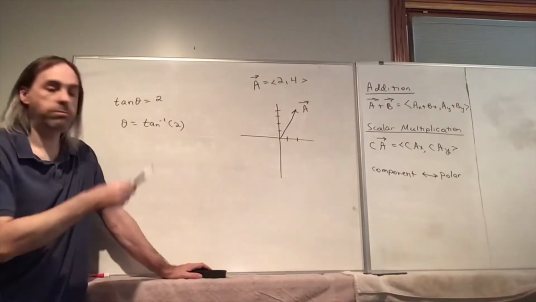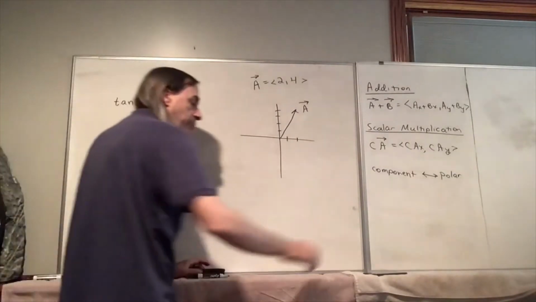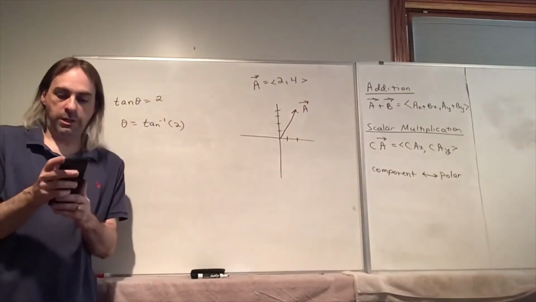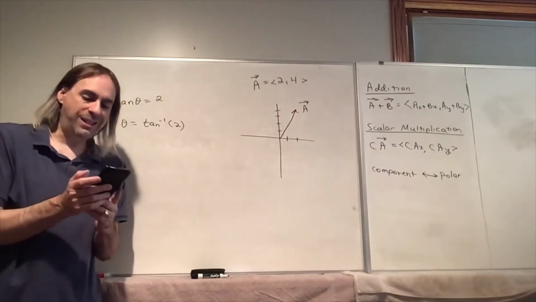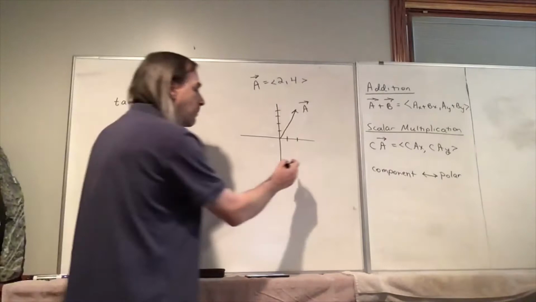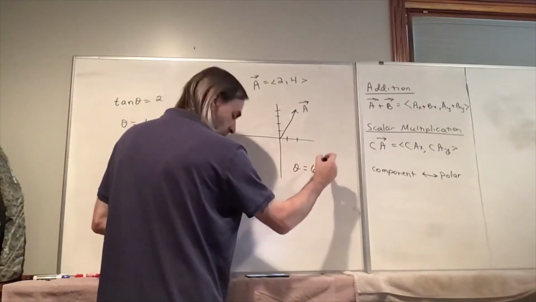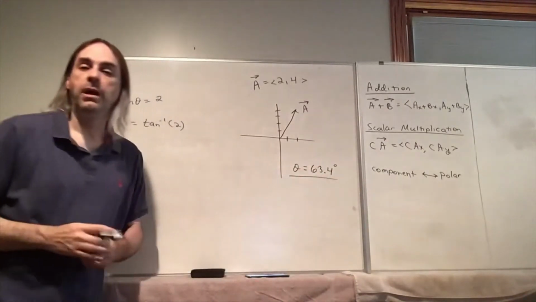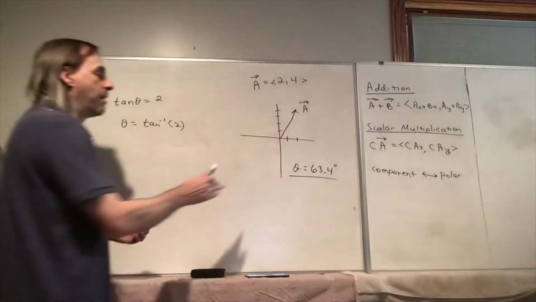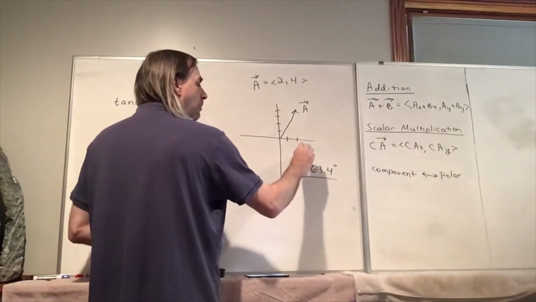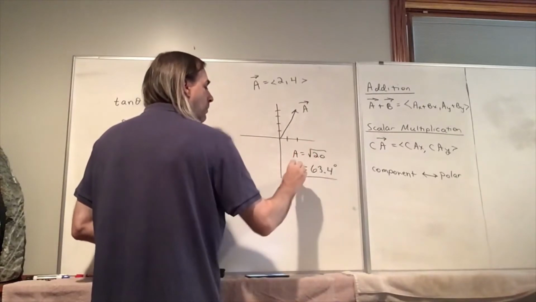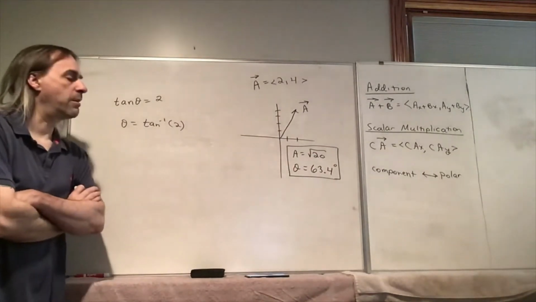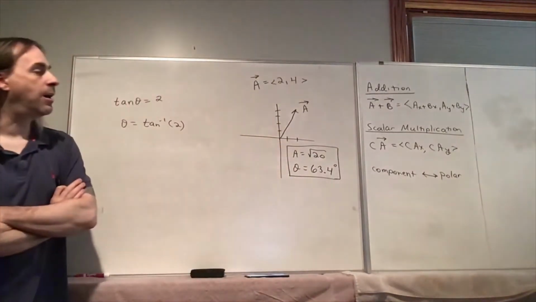Well, you can pull out your calculator and take the inverse tangent. Let's do that. So inverse tangent of 2 says 63.4 degrees. Okay, so there's our angle. Now the problem is, and we already know the magnitude of this is the square root of 20. We can simplify that algebraically, but who cares? Okay, so here is the polar form of that vector.